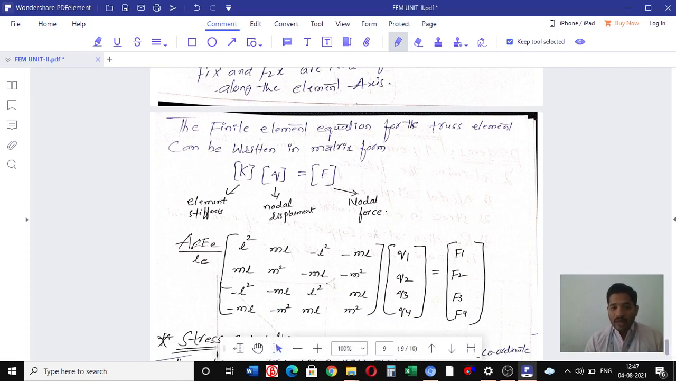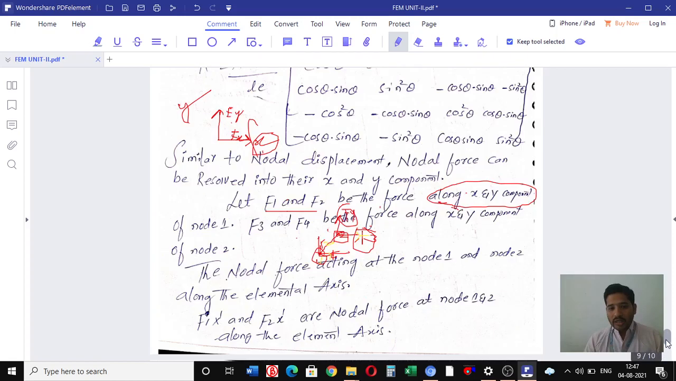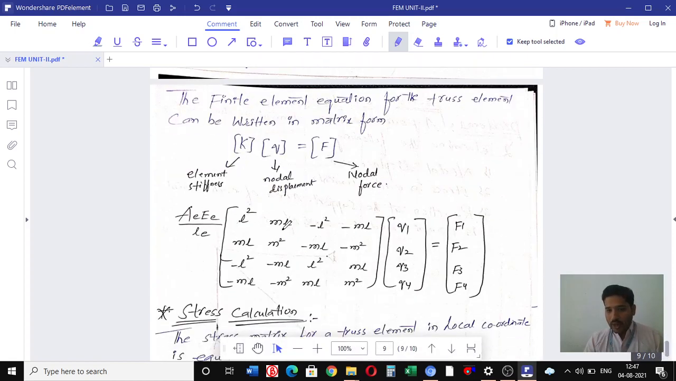Then we can represent it in this form. K, we have the formula AE by LE, because we already got the value of K. Is it right? AE by LE, and the whole matrix we need to represent here: L square, LM, minus L square, minus LM; LM, M square, minus LM, minus M square. In this form we have to represent it. Q is nothing but the 4 nodal displacements, Q1, Q2, Q3 and Q4. We have the 4 nodal forces acting, F1, F2, F3 and F4.